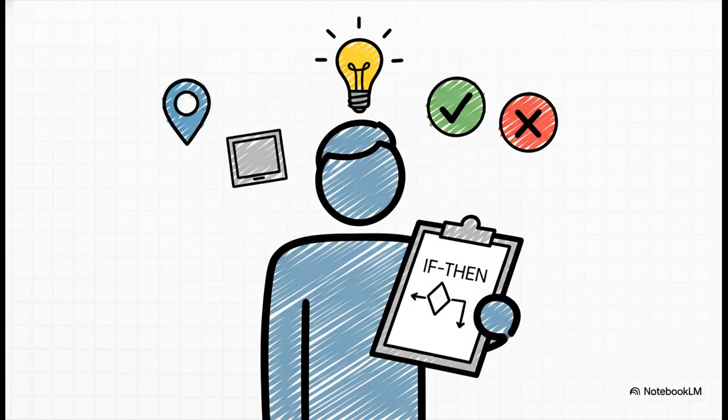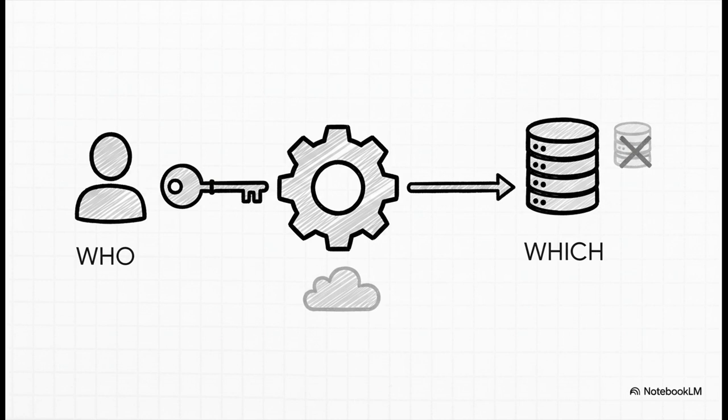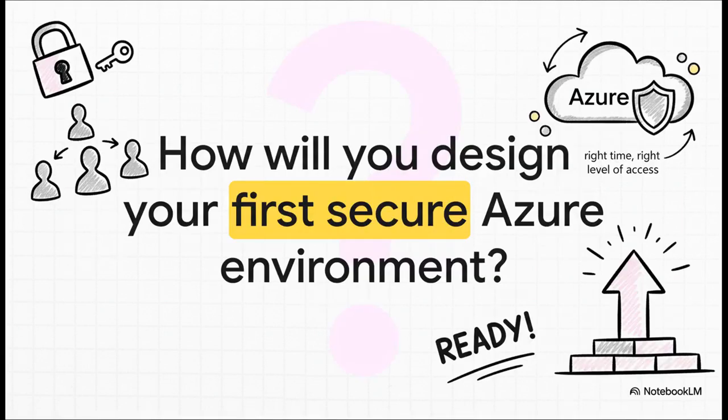Third, Conditional Access. That's your smart bouncer. It uses simple if-then logic to make real-time decisions about who gets in. And finally, RBAC. This is how you enforce least privilege. It's all about defining who can do what on which specific resources. Simple as that. And that's a wrap.